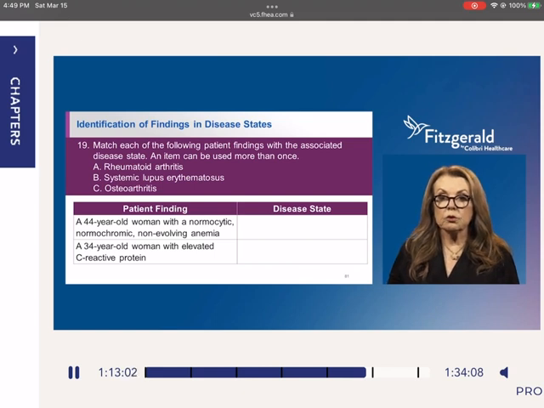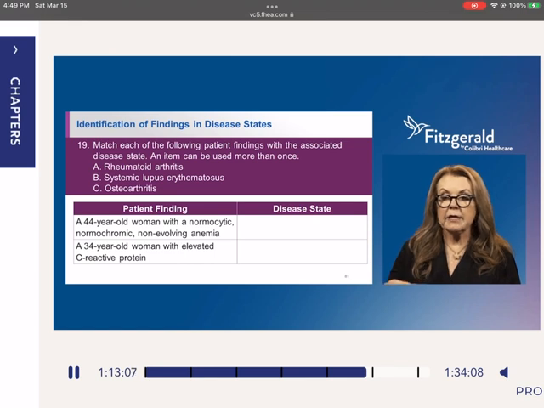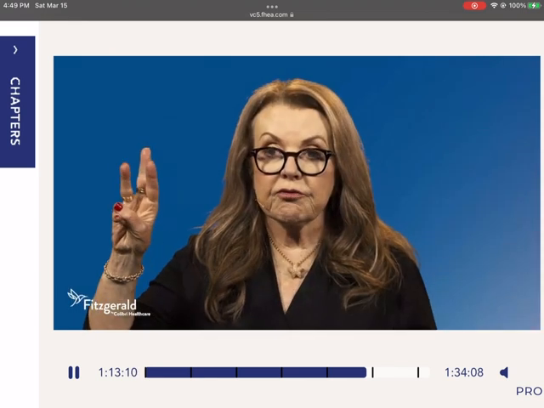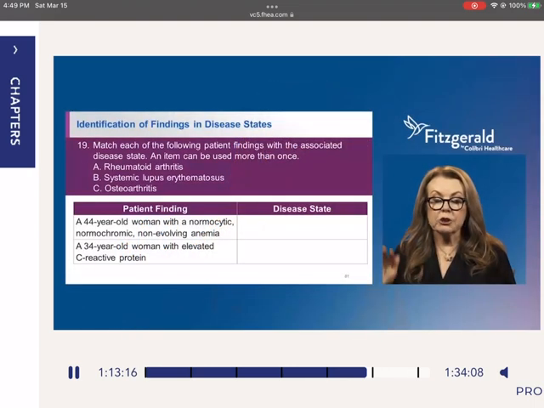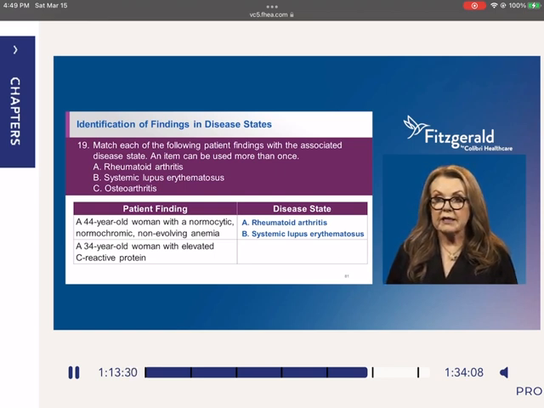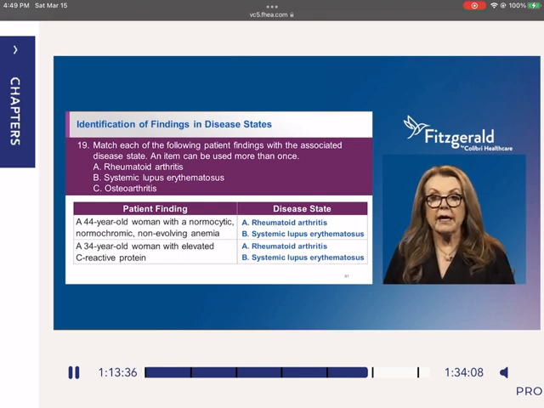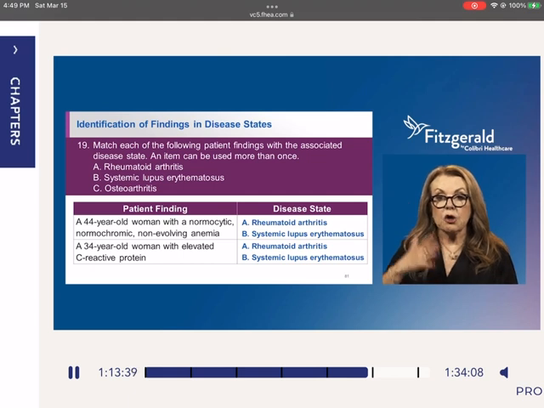A 44-year-old woman with a normocytic, normochromic, non-evolving anemia, i.e. RDW is normal. So out of those three disease states I just rattled off, lupus, RA, OA, which one of those, and it can be more than one, would you expect to find anemia of chronic disease? And that's going to be rheumatoid arthritis and systemic lupus. A 34-year-old woman with an elevated C-reactive protein. One more time, you're going to go with RA and lupus because those are systemic illnesses with inflammatory component to them.